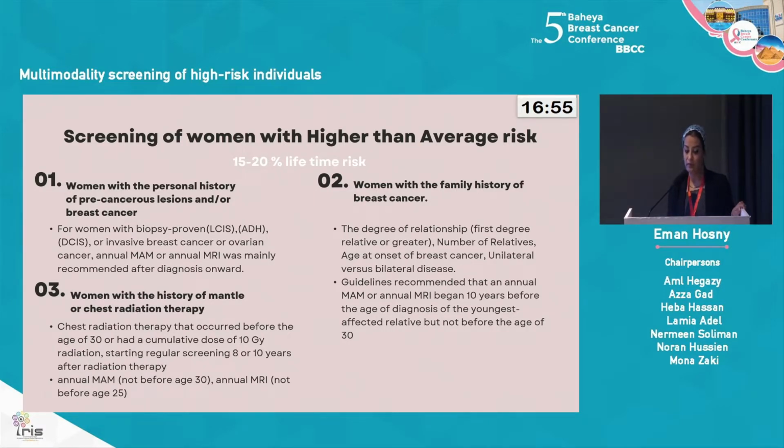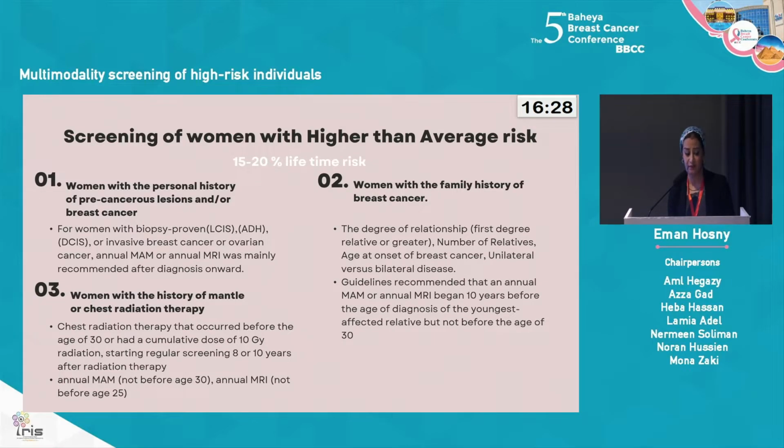Women with a family history of breast cancer: the degree of relation, first-degree relative or greater, number of relatives, age at diagnosis, age at onset of breast cancer, unilateral versus bilateral disease. The guidelines recommend that the annual mammogram and the annual MRI begin 10 years before the age at diagnosis of the youngest affected relative, but not before the age of 30.